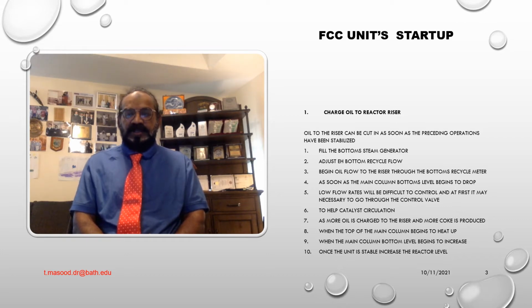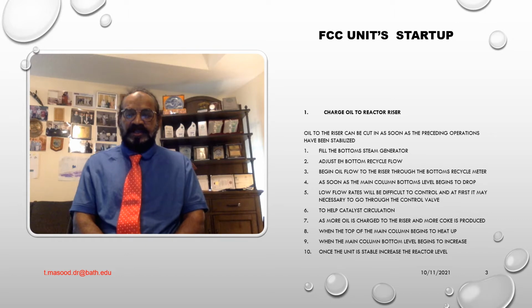Number 3, begin oil flow to the risers or through the bottom recycle meters. Sending oil to the risers is done by switching into normal position. This will open on and off, work like FCC valves. Note, after cutting in oil, catalyst circulation must be increased to maintain the reactor temperature above 400 degrees Celsius. That is 900 degrees. Should the reactor temperature drop too low, feed can be reduced until the temperature increases again.